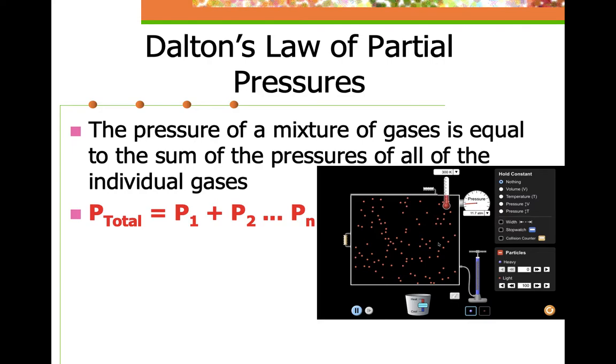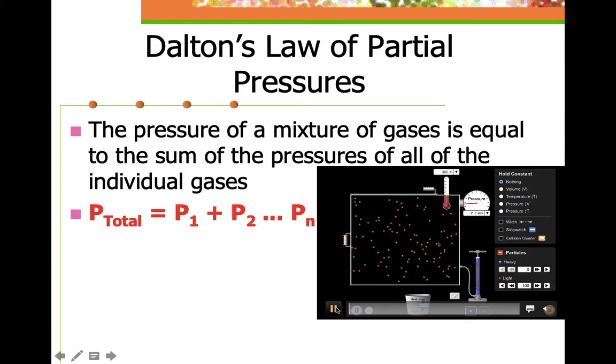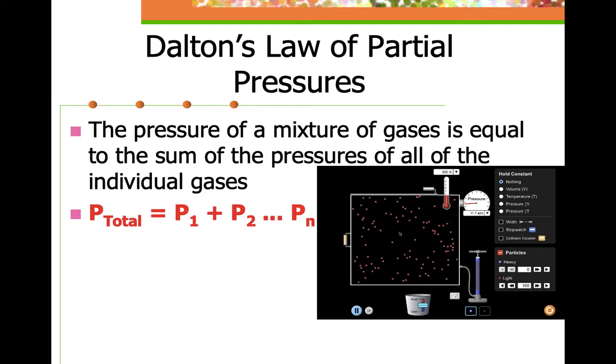Today we're going to talk about Dalton's law of partial pressures. Basically, what Dalton's law of partial pressures tells us is that we can take multiple gas molecules in a system, and if we know the individual pressures of them, we can add them together to give us our total pressure. So if we look over here right now, we have these light red particles in there.